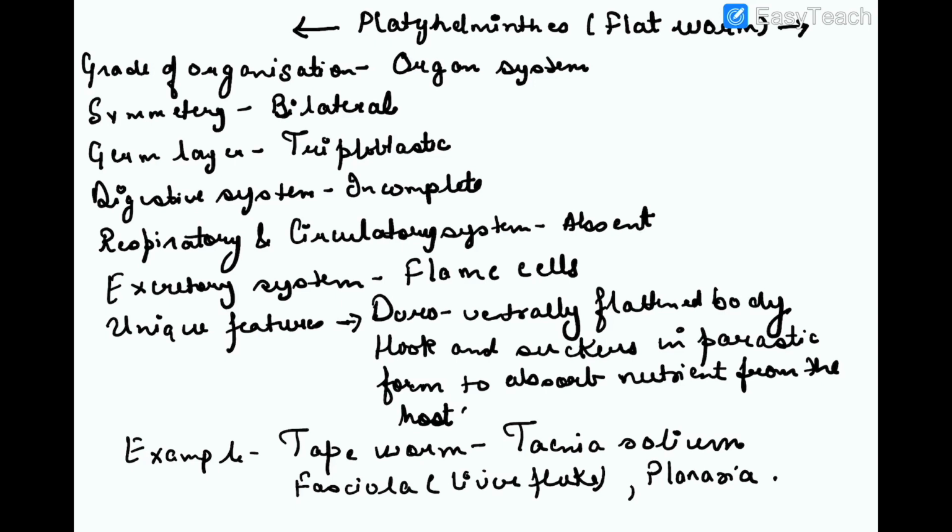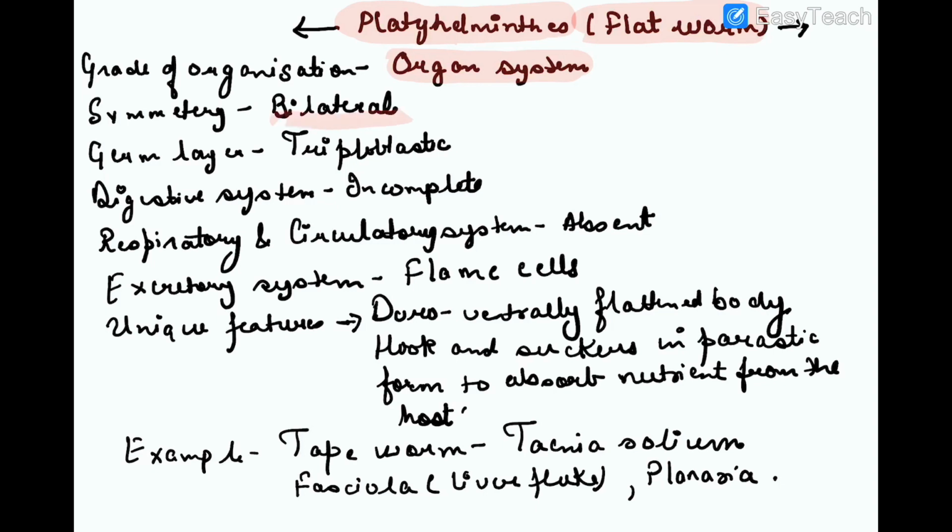Coming on to the next phylum, that is Platyhelminthes. Platyhelminthes are also known as flatworms. Grade of organization: they have organ system level of organization, means cells are aggregated into tissues, tissues are aggregated into organs, and organs are aggregated into organ systems.